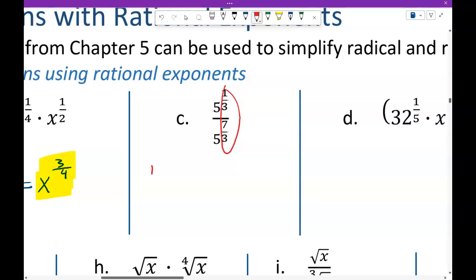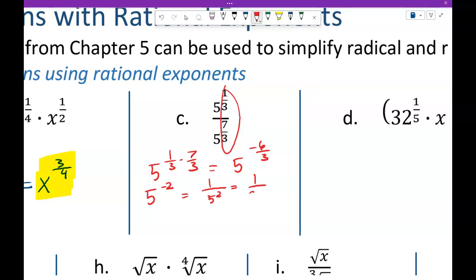Our quotient rule says let's go ahead and subtract those exponents. We simplify the fraction. We apply our negative exponent rule, and then we simplify the expression.